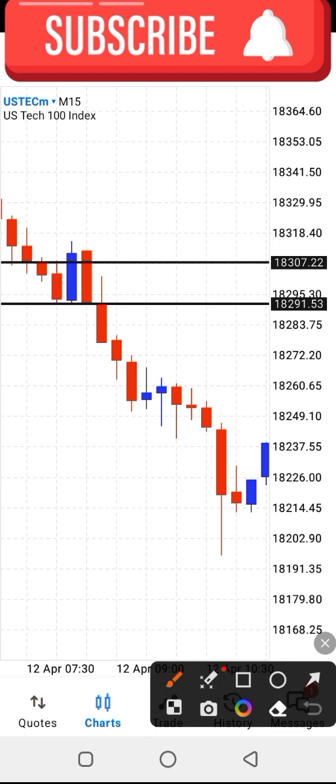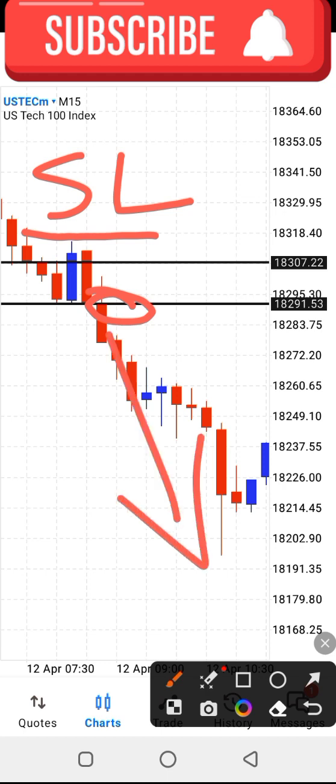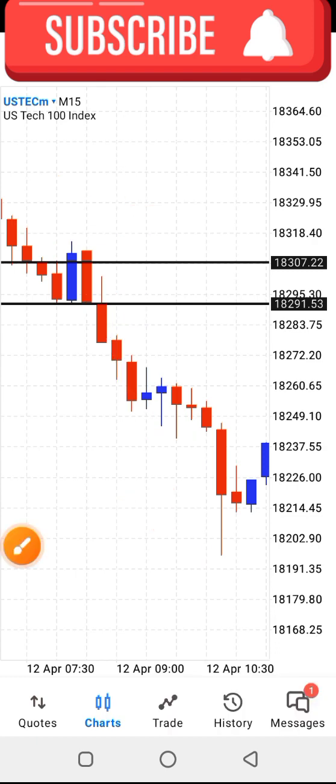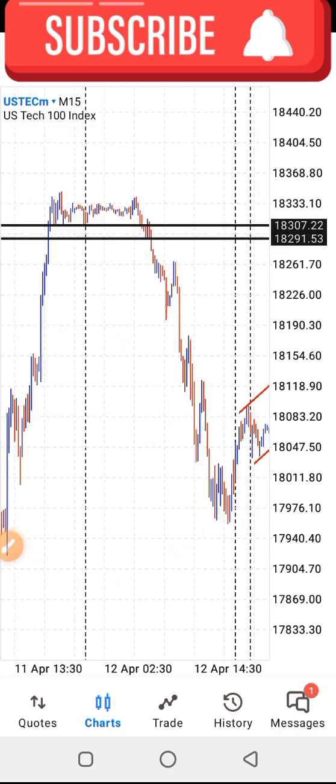Where will my stop loss be? My stop loss is going to be a few pips above the blue candle serving as pullback. Okay, SL. What am I trying to target? My entry is going to be triggered here. I'm targeting a 1 to 2 risk to reward ratio. Definitely this gave me more than that. I have almost 1 to 4, 1 to 5 here. You can see it's just moving down aggressively.